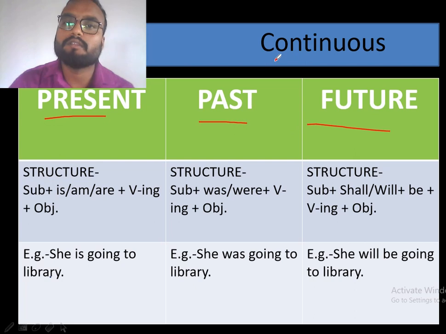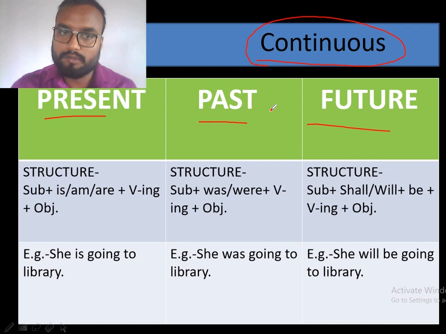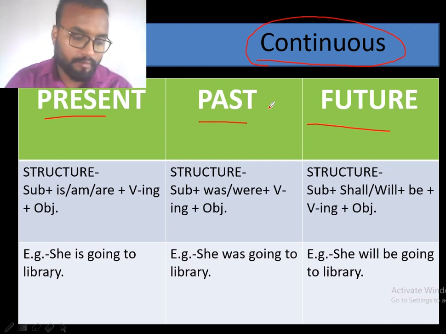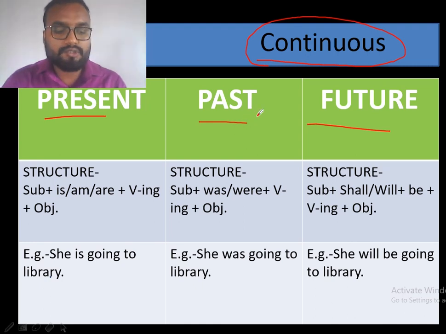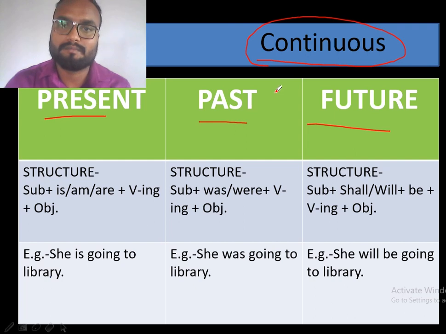So what is the implication of continuous? Continuous means here the action will be continued whether in present or in past or in future. Normally it is used to denote the action in progress. Suppose in present, right now I am teaching you grammar. So in present this action is in process. Right now while speaking I am performing this action, and therefore continuous tense will be used.